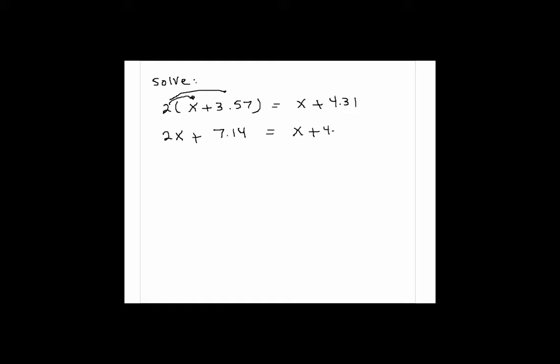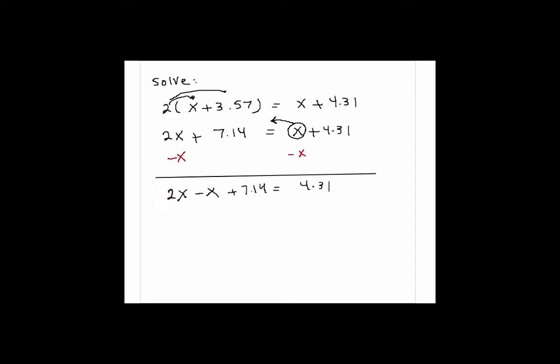And now the goal is to have all the x to one side of the equation and all the numbers to the other side of the equation. So we can go ahead and subtract x from both sides of the equation. And when you do that, you'll see the x moves from the left hand side to the right hand side as its sign changed to its opposite sign.